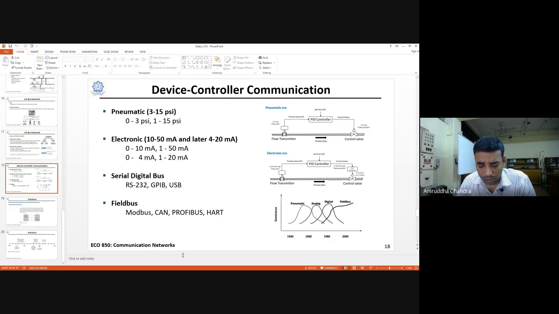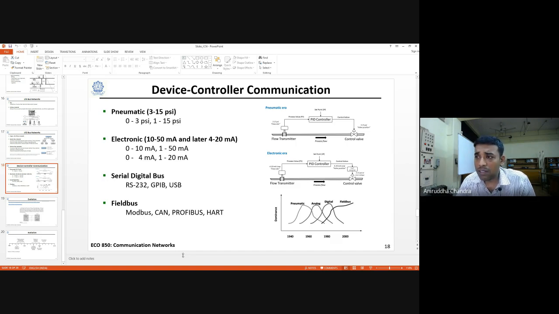They worked with pneumatic pressure. And if you consider a digital kind of approach, whether you have a 1 or a 0, then the 0 was denoted with the 3 psi value of pneumatic pressure, and 15 psi pressure denoted 1.